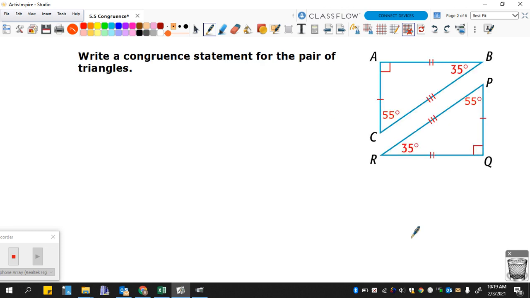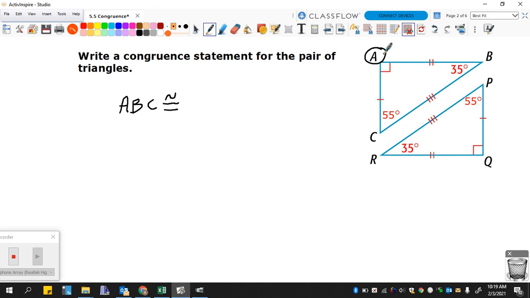It wants us to write a congruence statement for the pair of triangles. Basically, we have to figure out what the corresponding parts are. Angle A is a right angle, so we're just going to go A, B, C. Remember that if we're writing the name of a triangle, we have to use capital letters. Is congruent to.